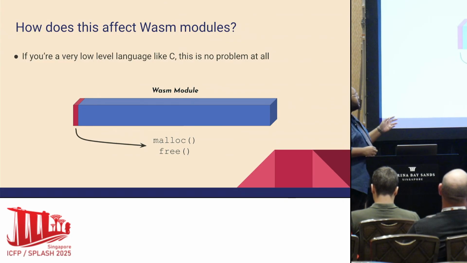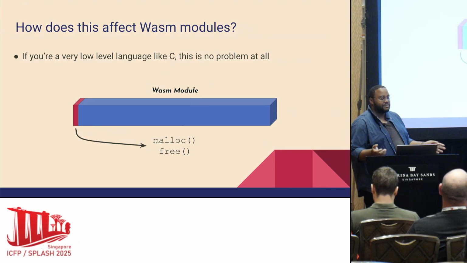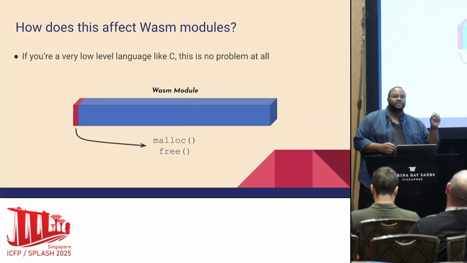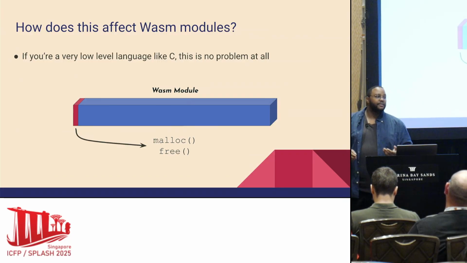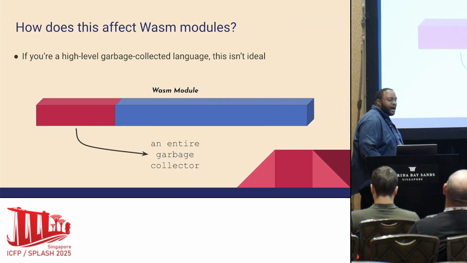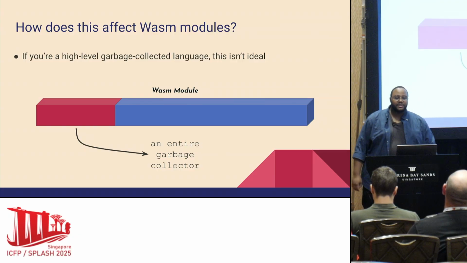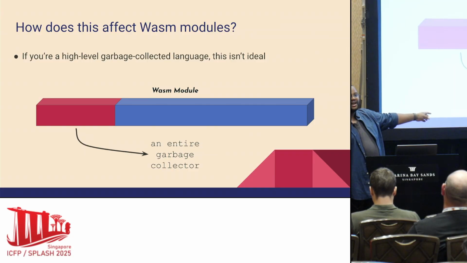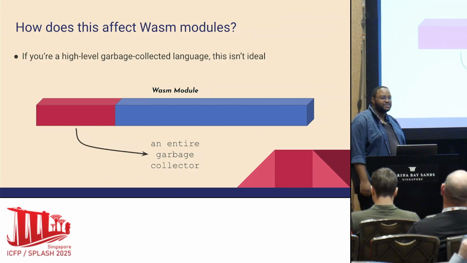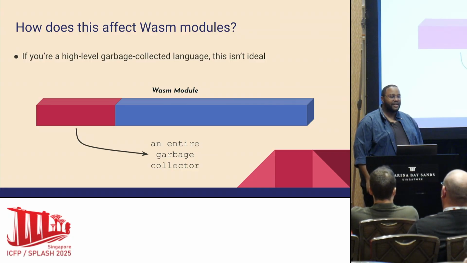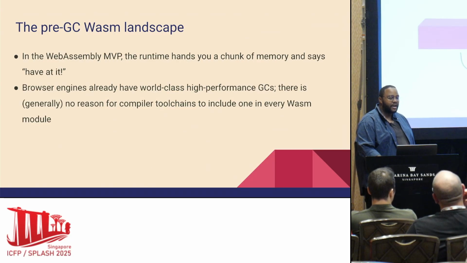So if you're a low-level language like C, this isn't really a big deal. Your Wasm module, only a very small percent of that module is code for, say, malloc and free, right? Very little code that affects your Wasm module. But if you're a high-level garbage collected language, this isn't ideal because you've got a whole garbage collector that you're shipping with every single WebAssembly module. And that's not fun. We want to have our WebAssembly modules be nice and small, right?